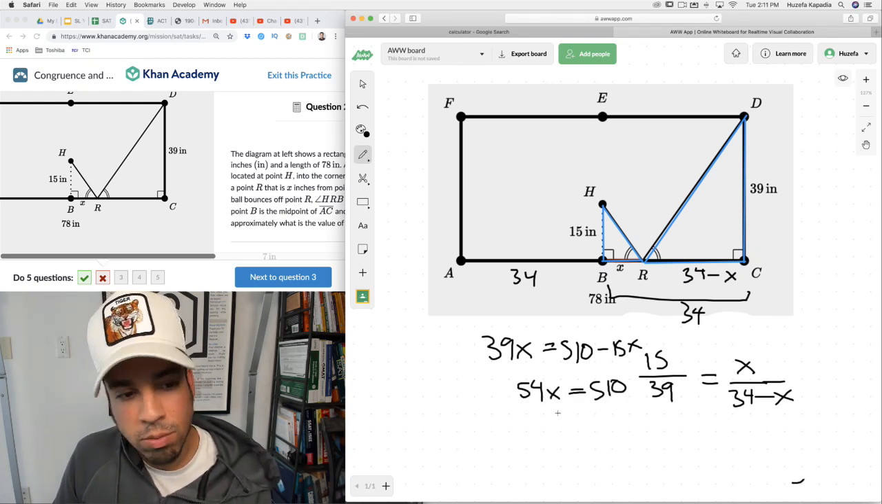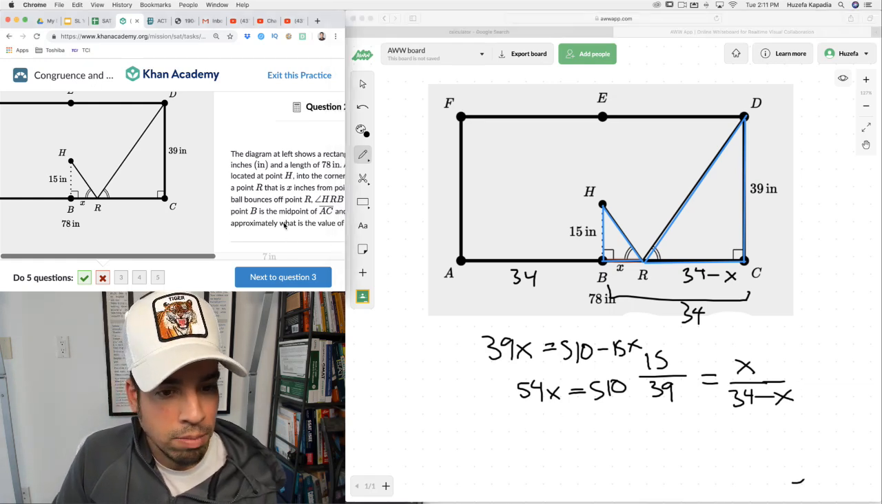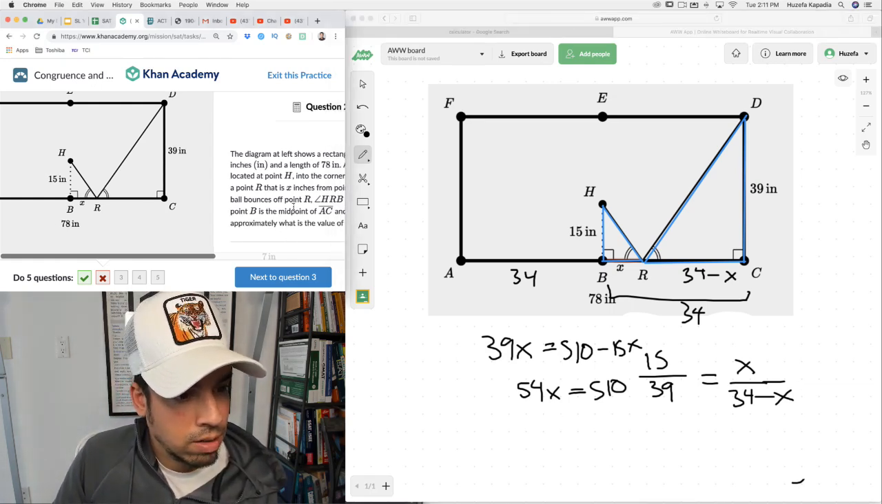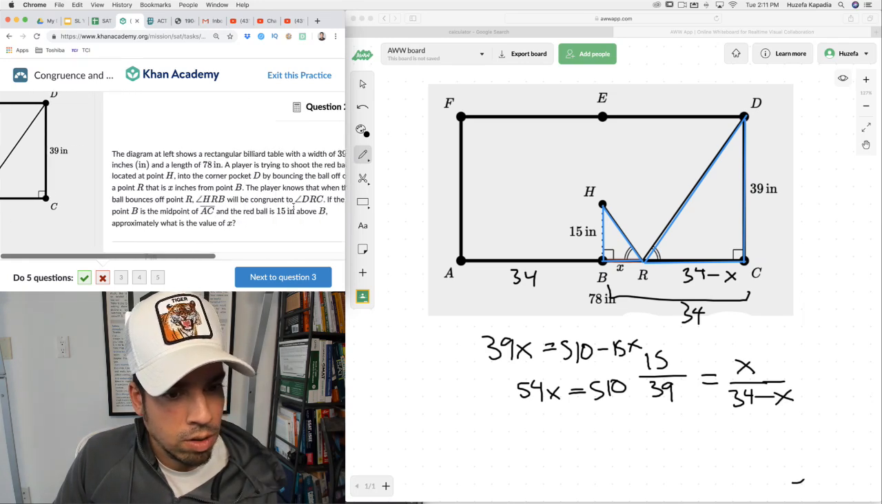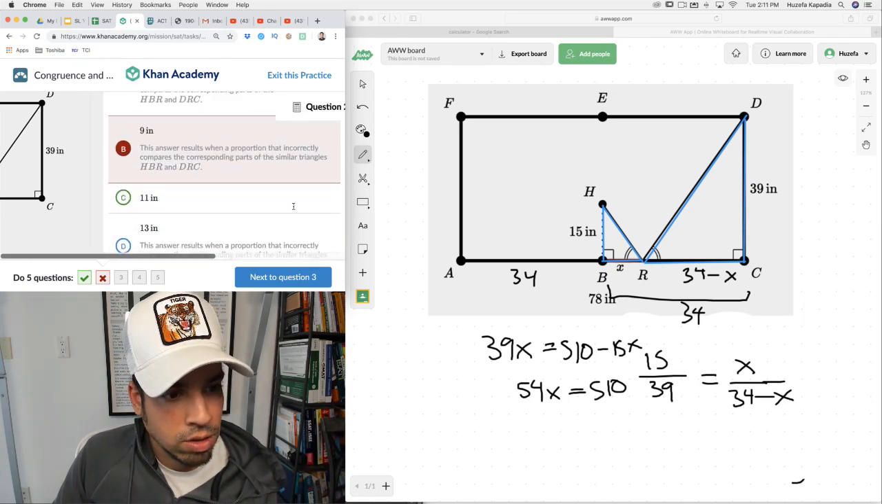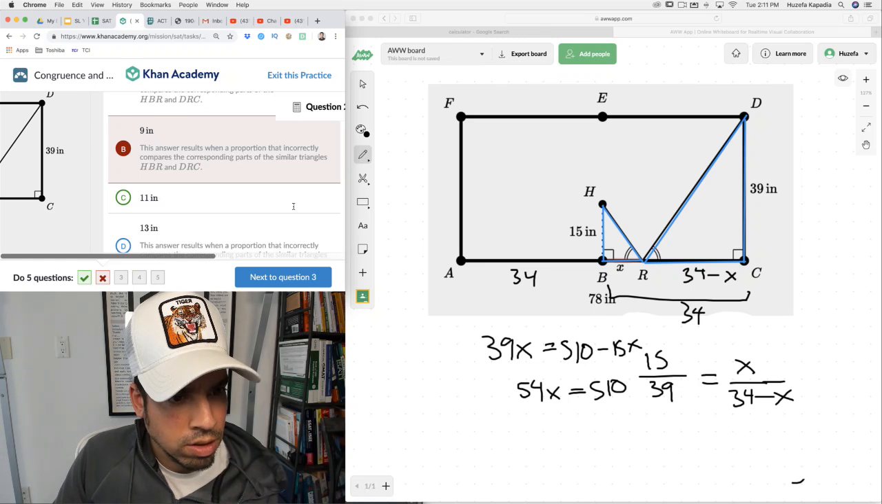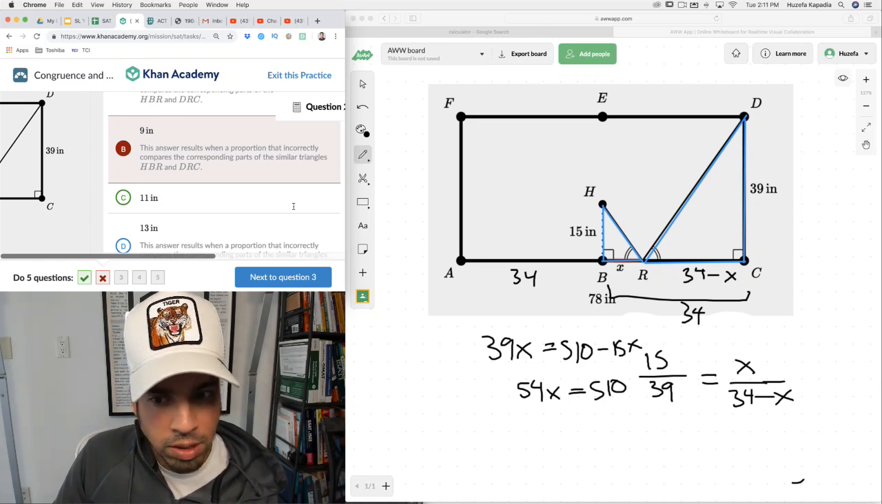I'm really confused. B is the midpoint of AC, right? I wonder what the answer is. It's 11. The portion that incorrectly compares the corresponding parts.